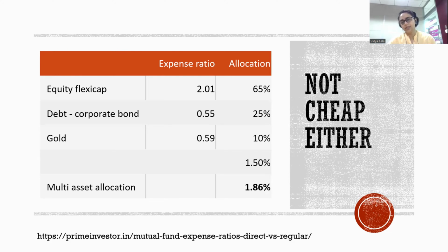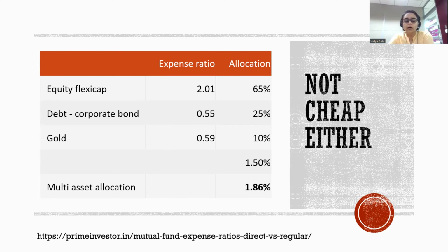The blended expense ratio comes to about 1.5. The average expense ratio is close to 1.9 in multi-asset allocation. So even in terms of cost, it makes sense for you to blend. And please remember, when we blend, we are doing multiple things. And I'll tell you what those are.